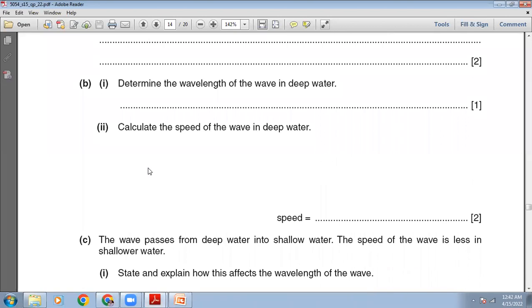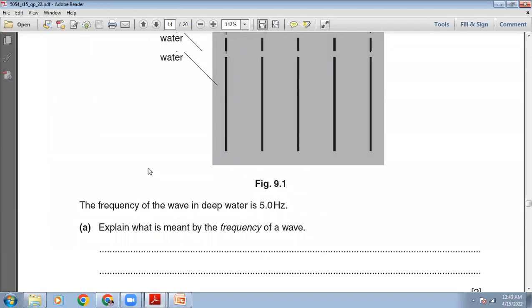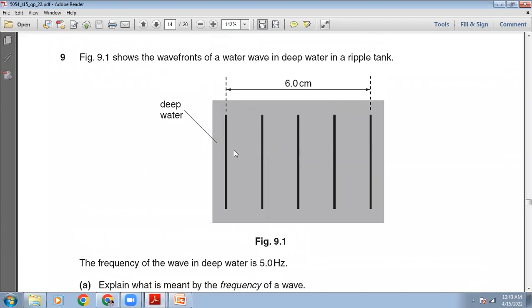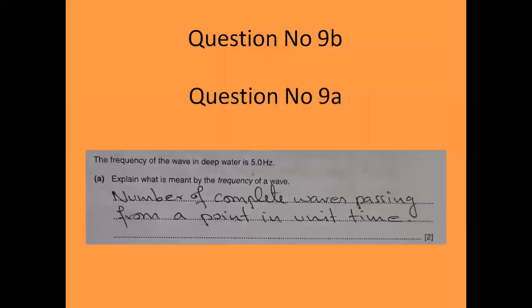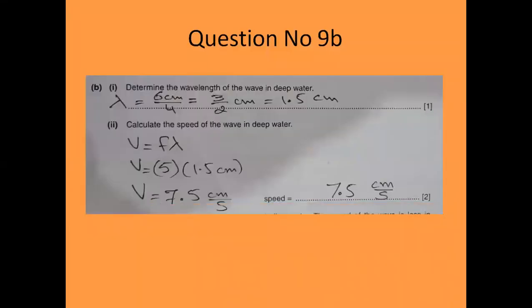Determine the wavelength of the wave in deep water. So we have to find out. You can see in 6 centimeters, there are 1, 2, 3, 4. So in 6 centimeters, there are 4 waves. Which means if you divide 6 by 4, you will get the length of one wave, and that is the wavelength. So 6 centimeters divided by 4 is 3 by 2, that will be 1.5 centimeters. So the wavelength is 1.5 centimeters.